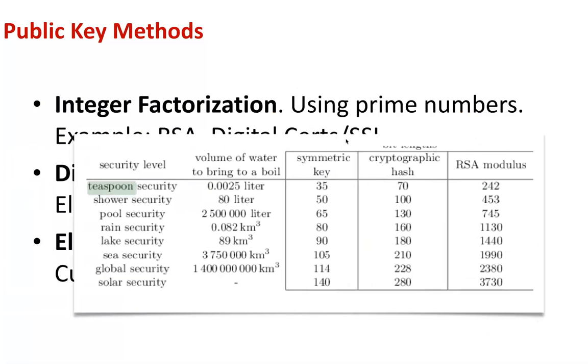The way that we typically measure the security of an encryption method is the amount of energy that we would consume to be able to crack a single key. So with 35-bit symmetric, we would need the energy to boil a teaspoon of water, and that's equivalent to 70 bits and 242 bits for public key. We can see that we can go up to around 80 bits, and we have range security, and anything above that needs a massive amount of energy to be able to crack our keys.